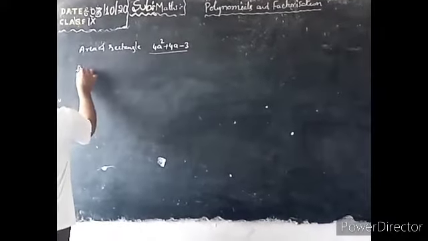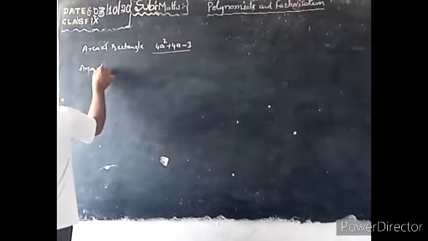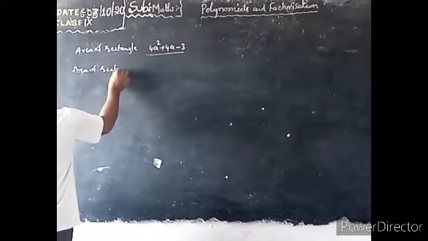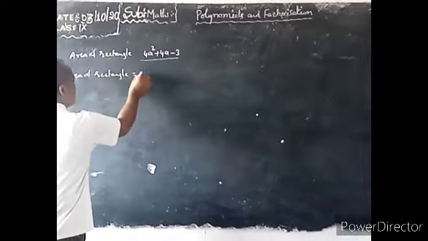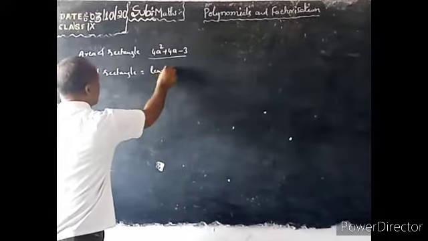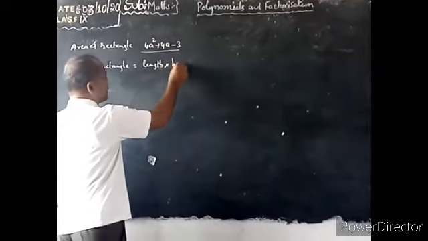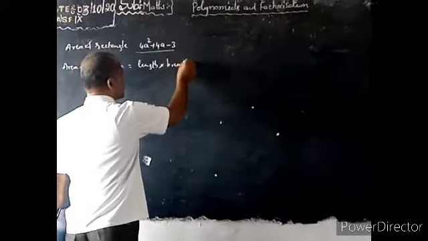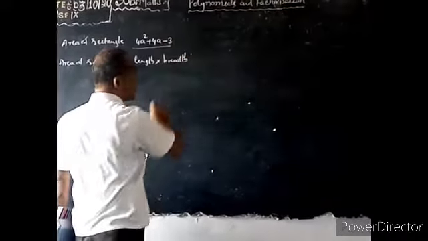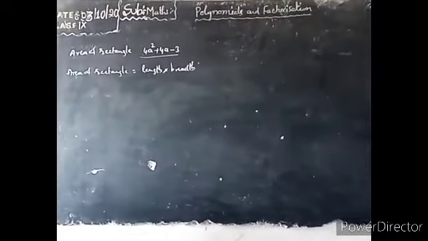Generally, what is the area of a rectangle formula? Area of rectangle is length into breadth, or L into B. Understand? That means here length into breadth is nothing but 4a square plus 4a minus 3.